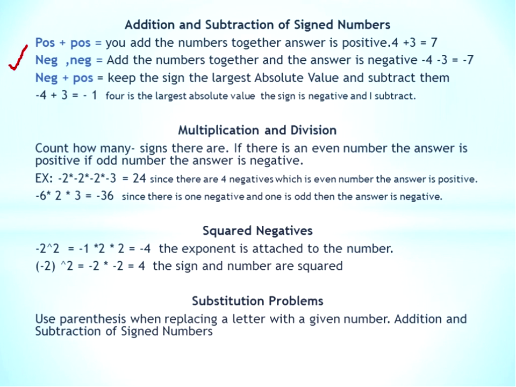Okay, now we're going to move on to multiplication and division. This is how the book states multiplication and division. If there is an odd number of negatives, your answer is negative. If there's even, it's positive. And that's how they leave it. I like to add just a little more.